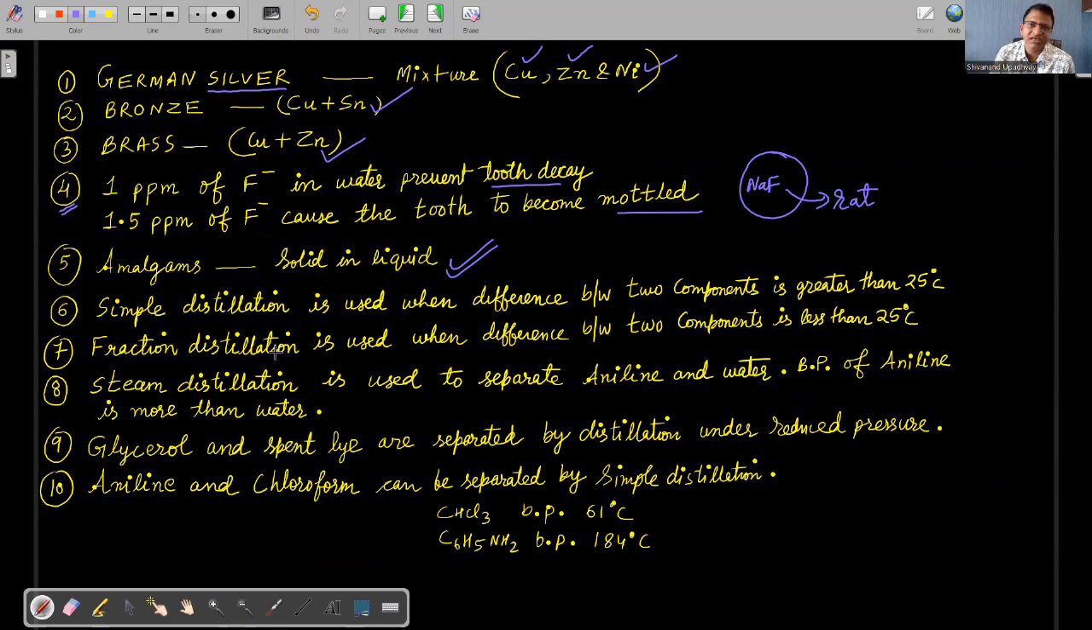We know that we use the concept of simple distillation when the difference between the boiling points of the two components is greater than 25 degrees Celsius. And we use fractional distillation when the difference between the boiling points of two components is less than 25 degrees Celsius. In the petrochemical industry we are using fractional distillation.